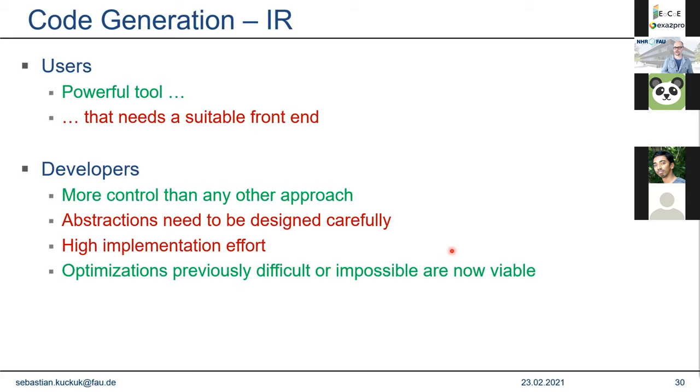We need to pay attention to carefully design these kind of abstractions such that they fit whatever we want to do. And of course, there's a rather high implementation effort because you need to implement all of these classes. You need to implement all of the functions of the classes and so on. And depending on what your IR is, this could be hundreds of different node types. But of course, once you have that, you can also reason about the computations that are expressed within that IR.